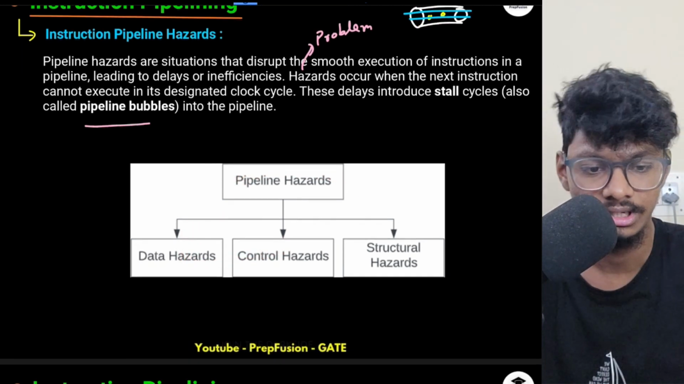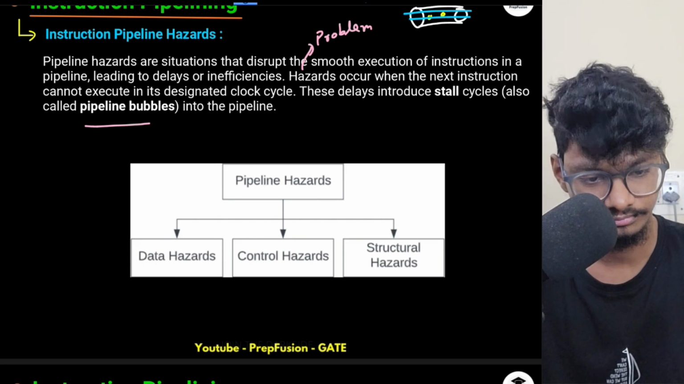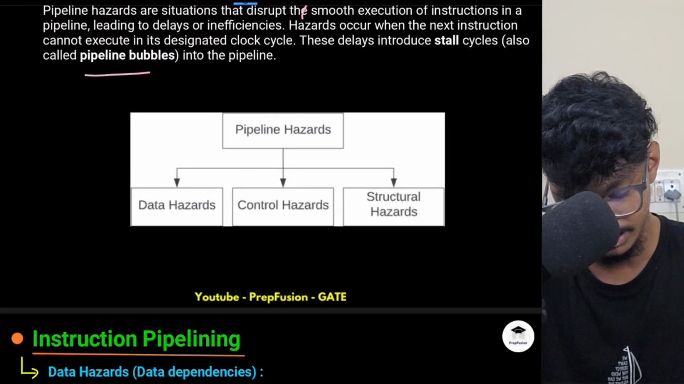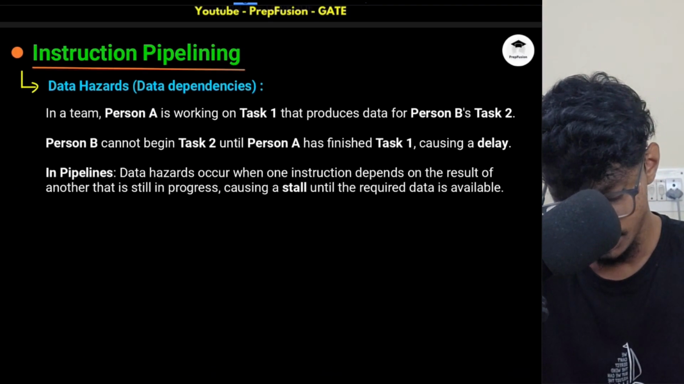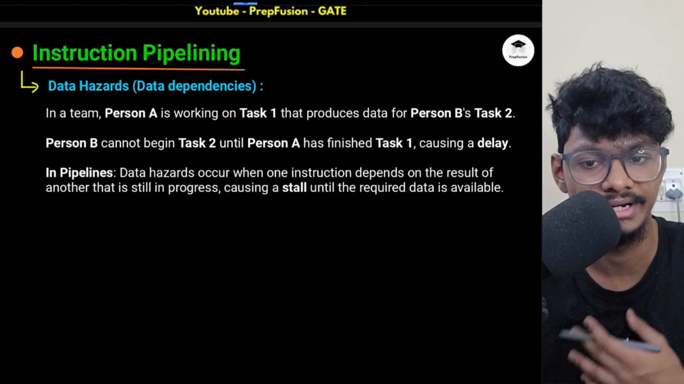Okay, that's why it is known as bubbles, pipeline bubbles as well. So this is what we learned. There are mainly 3 types of hazards. The first one is the data hazard, also known as data dependency.